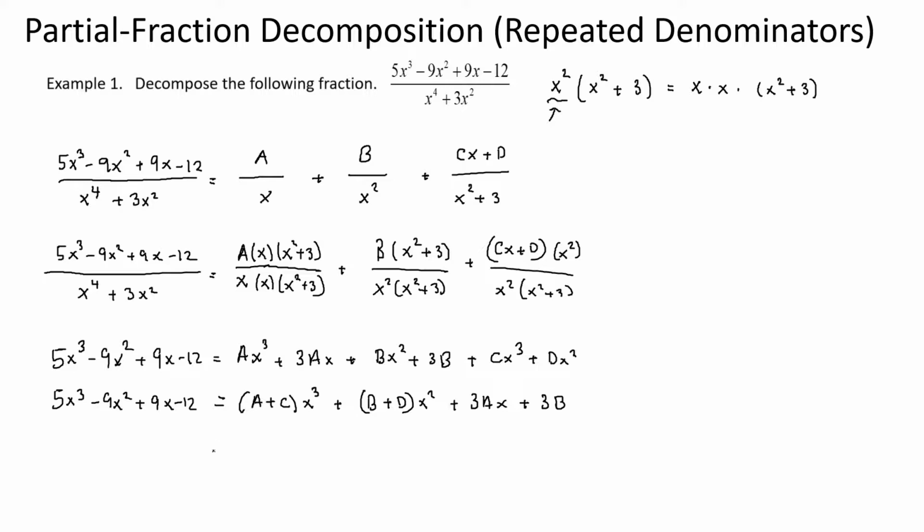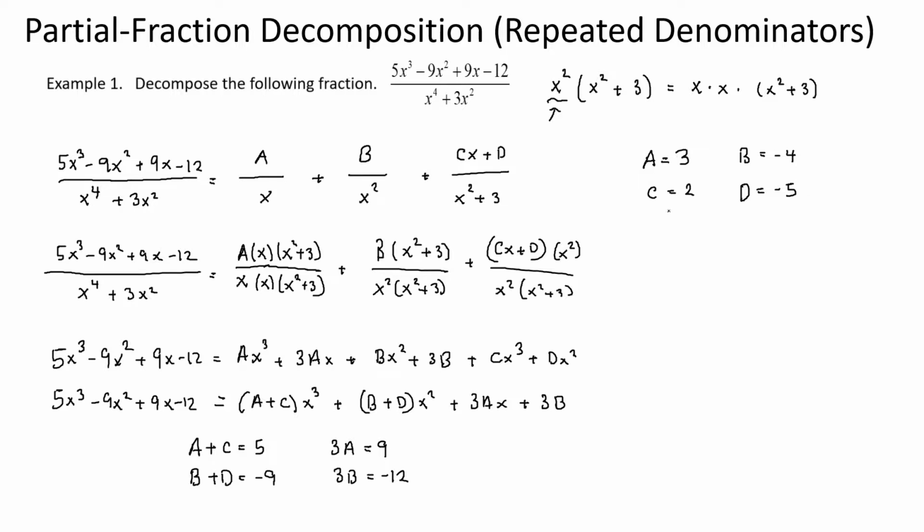So if you compare the coefficients, a plus c should equal 5. b plus d should equal negative 9. 3a should equal 9. And 3b should equal negative 12. Now if you calculate these values, your a will come out to be 3. b will equal negative 4. c will equal 2. And d will equal negative 5.